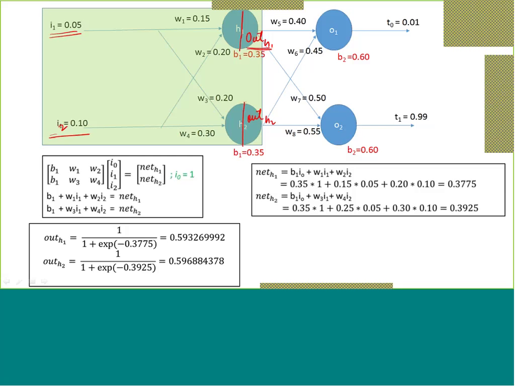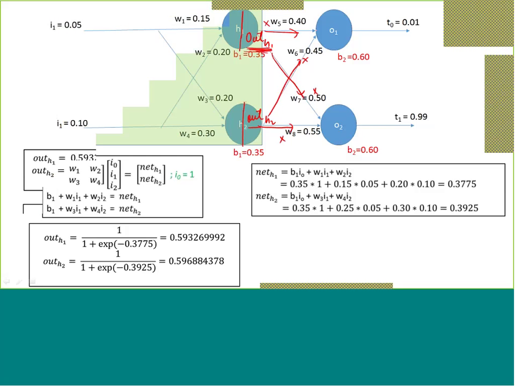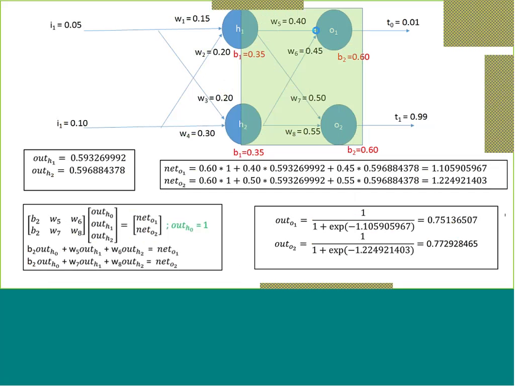Similarly, I will take this as input, and this goes here: out H1 multiplied by W5, out H1 also goes here, multiplied by W7, out H2 multiplied by W8, and out H2 multiplied by W6. So similarly, in the next phase, this is my out, right? Out H1 multiplied by, so please come to this box here for a while.